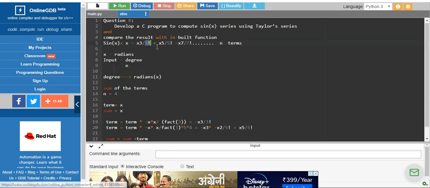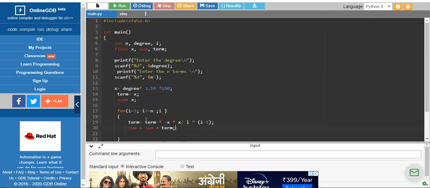So if you see the equation, the next term that I am supposed to obtain is x to the power of 5 by 5 factorial. So if I see the equation, what is this? Term into minus x square is minus x cube. So minus x cube into, for the next term, plus x to the power of 5 divided by, what is the i value that I am supposed to get here?